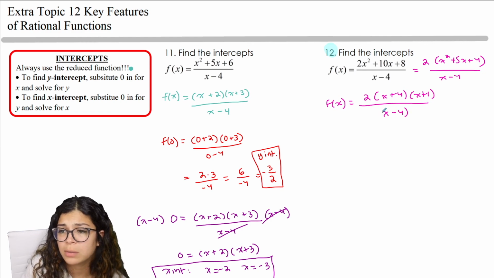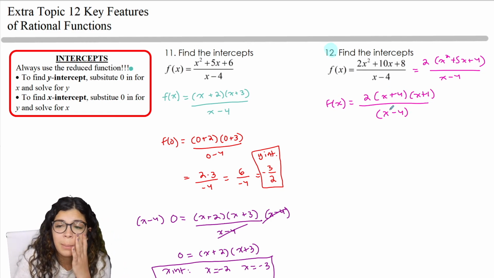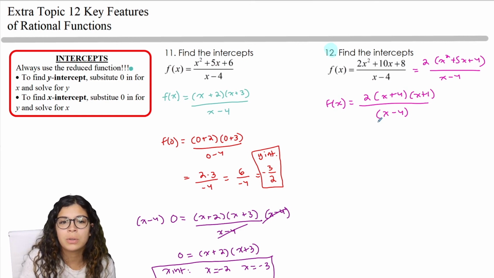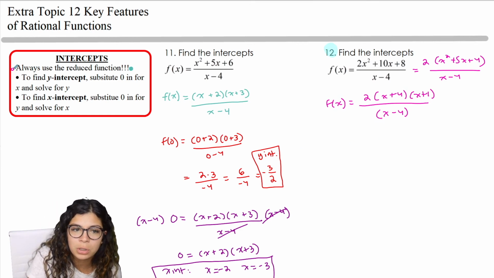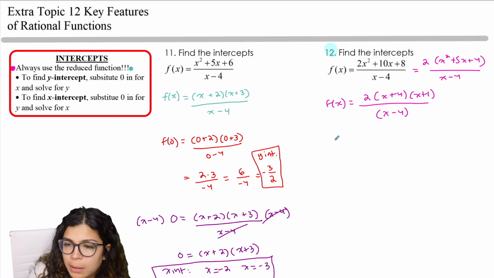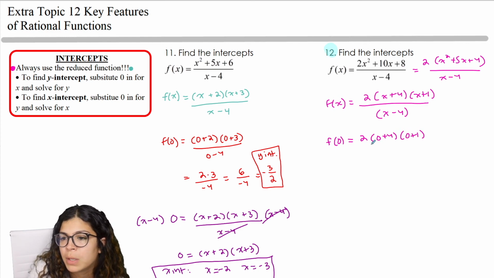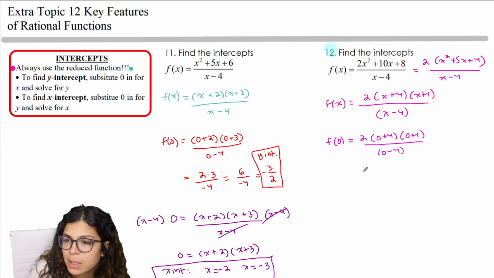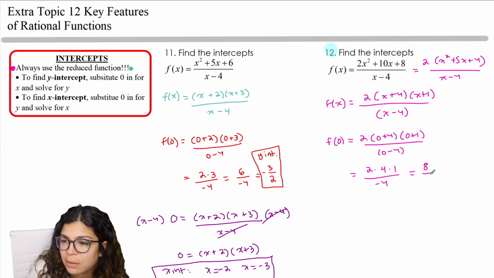Okay, so actually nothing canceled here either, but remember, if something does cancel, make sure that you are using the reduced function to find the intercepts. Okay, so first let's find the y-intercept, so set x to be 0. So we have 2 times 0 plus 4 times 0 plus 1 over 0 minus 4. So we have 2 times 4 times 1 over negative 4. 2 times 4 times 1 would be 8. 8 divided by negative 4 is negative 2. So this is our y-intercept.